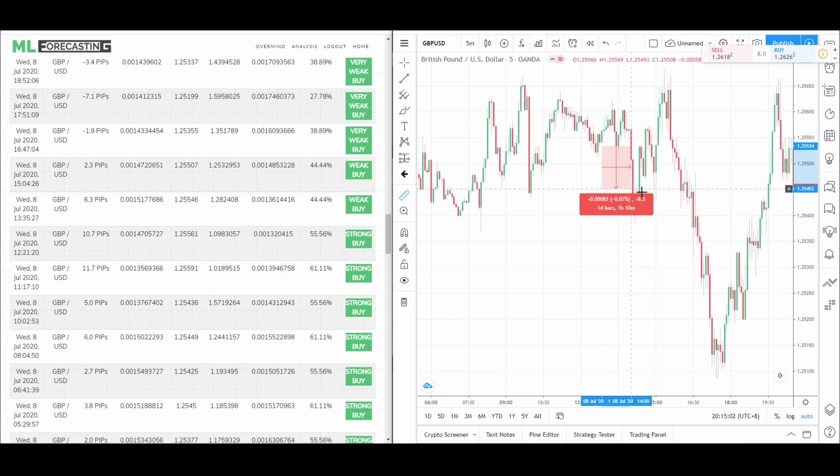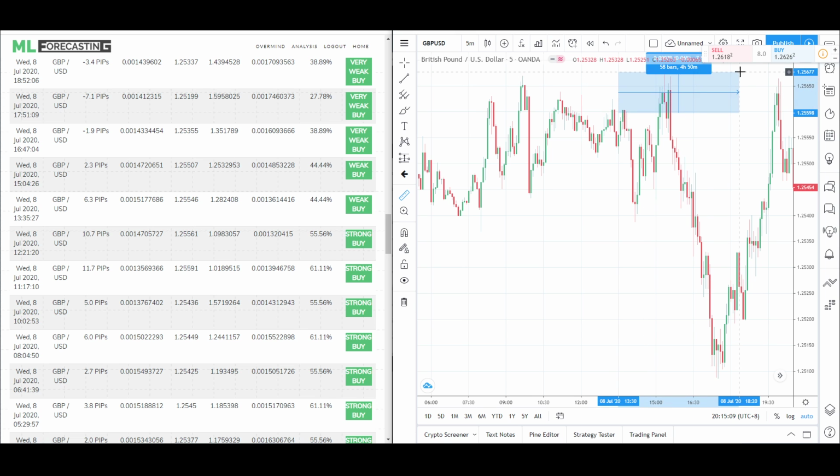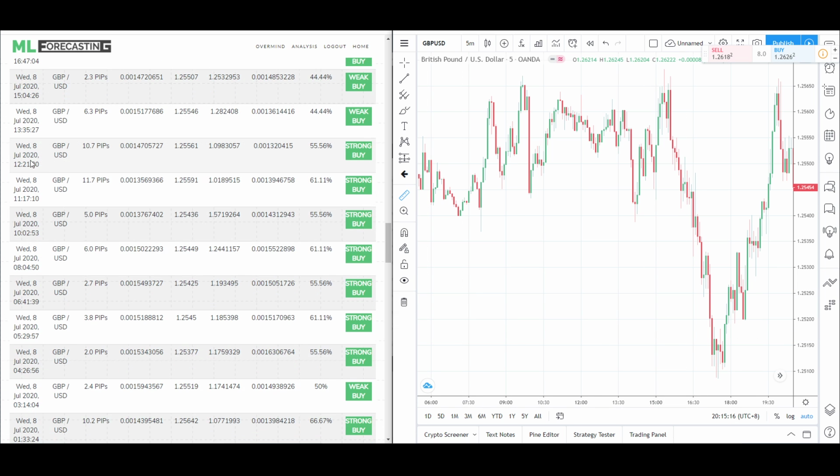Next 1335. 1335 at this level, that would have been a loser because we don't have enough room there to play before heading down. $12.21. $12.21. This level again, that would have been another loser. 11.17. Another loser. 10.02. Should have been a winner.